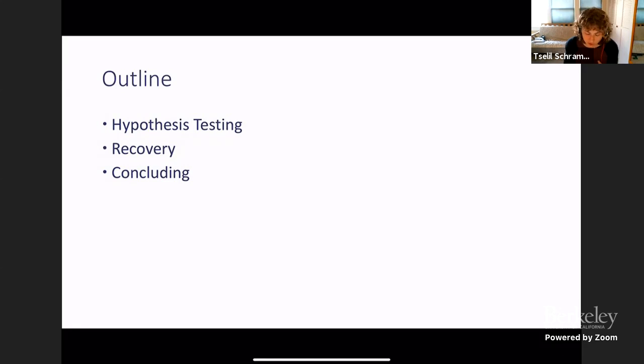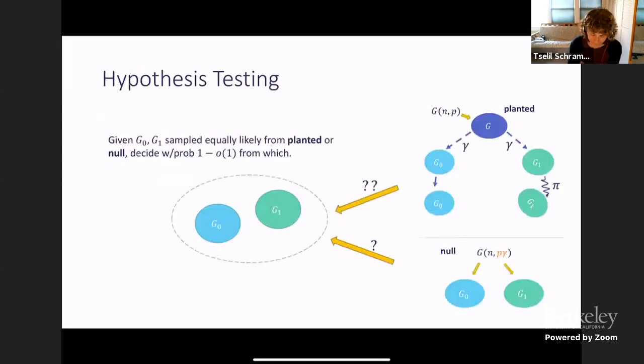Okay, so I'll start by telling you about the hypothesis testing problem, because it's simple and it illustrates the main ideas of our approach, and then later I'll tell you about recovery. Okay, so hypothesis testing. We're given two graphs. They're sampled equally likely from the planted distribution or the null distribution, and we want, with high probability, to be able to tell which distribution they came from. That's the problem we want to solve.